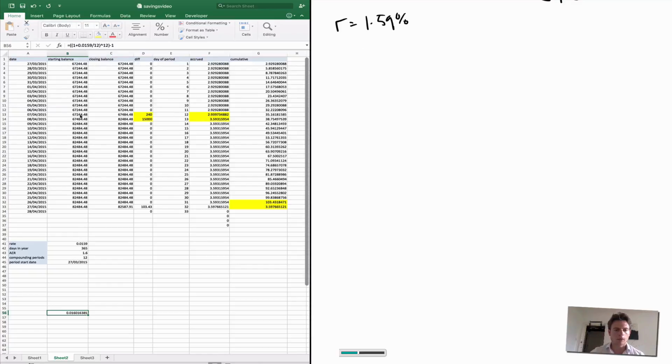But for this account, 2015 was a year in which there were 365 days in the year. AER, as we've already discussed, was 1.6. That's not actually part of this calculation. Compounding periods is 12, right? So N equals 12. So we have monthly payments. Now we're going from the start of the period, which is the first day of the period, the 27th of March. And as I said, this is a monthly paying account.